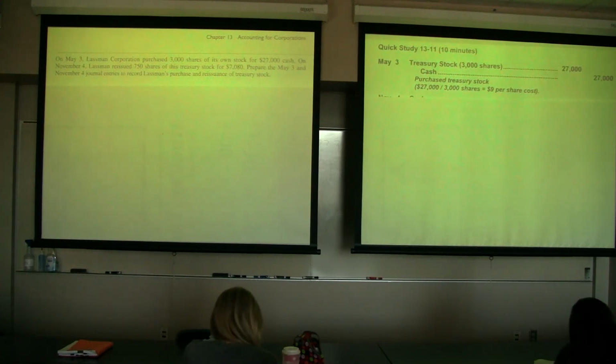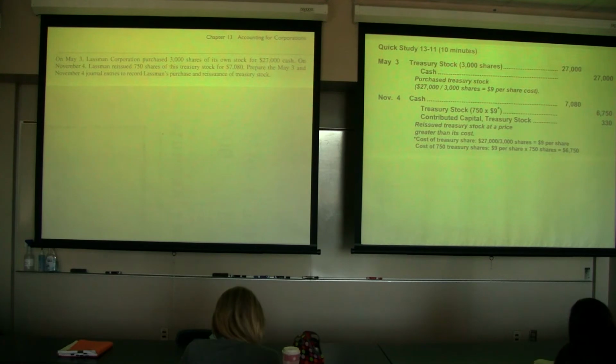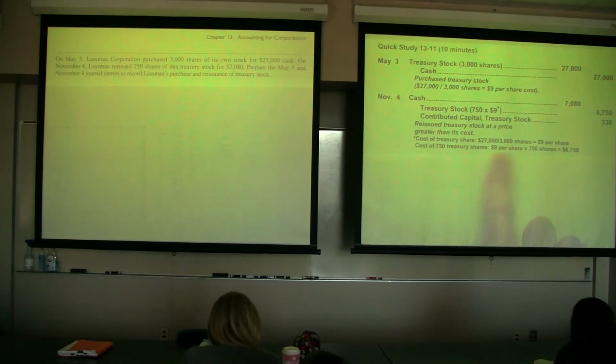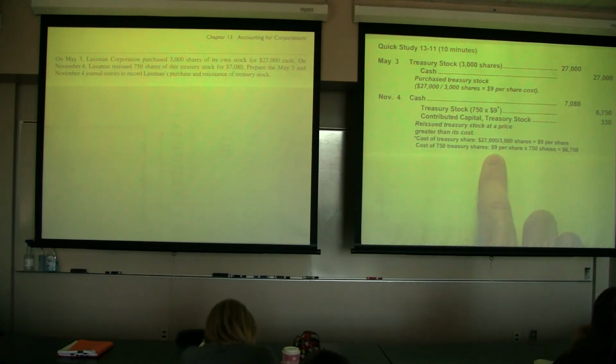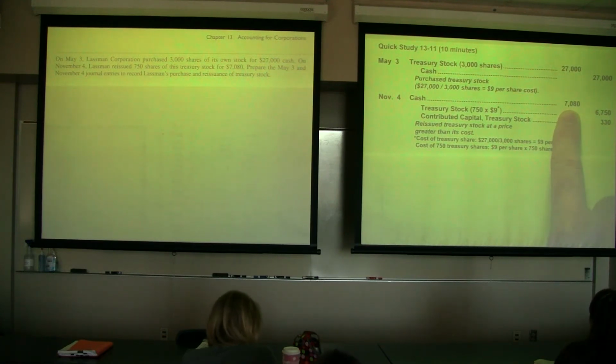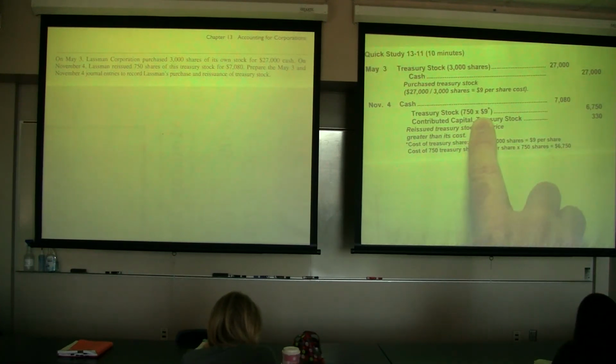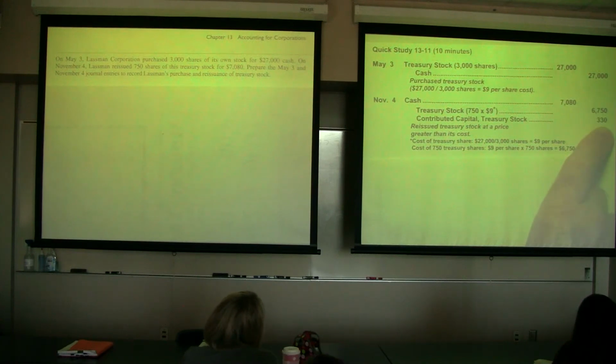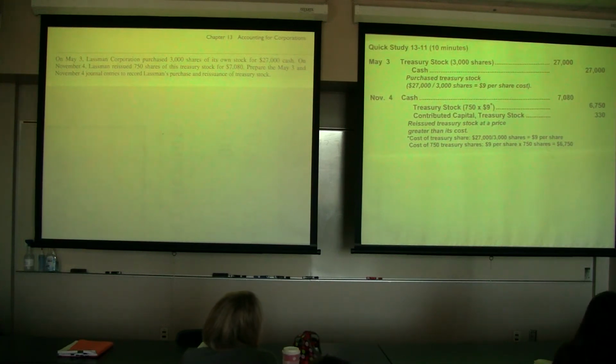Now, when they sell it, it was $9 per share was the cost, and when they sell it, it's 750 treasury shares at $9. So here's the cash they received, right? Here's the treasury stock, so 750 shares at $9 each is that. Then the difference goes into contributed capital treasury stock. And contributed capital treasury stock is the same account as paid in capital treasury stock.